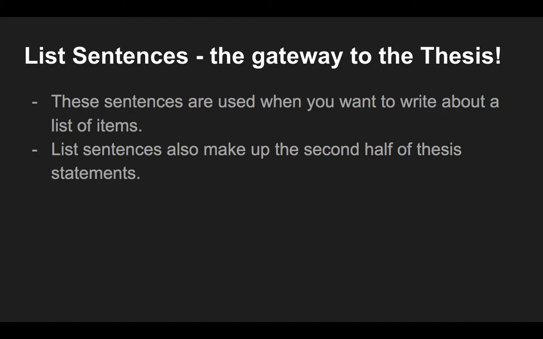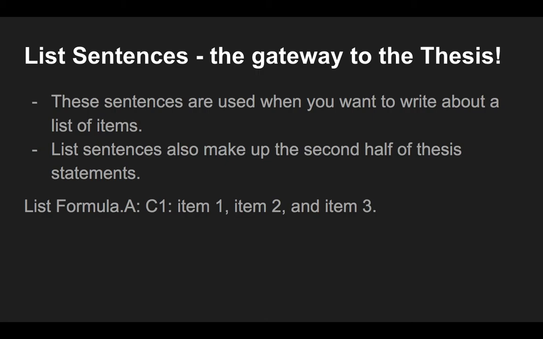Formula A, or list formula A: we have clause 1, then we use a colon, and the colon is the classic punctuation mark to set up a list. Now, there's some debate in writing circles about whether or not you need the comma after item two. It's actually called the Oxford comma. For my class, I would like to see the Oxford comma. That's my preference. Some teachers don't like it. You have to check with your teacher to see what they want here.